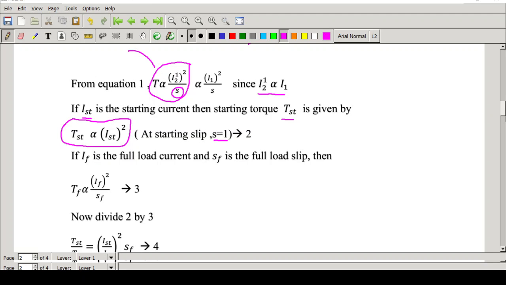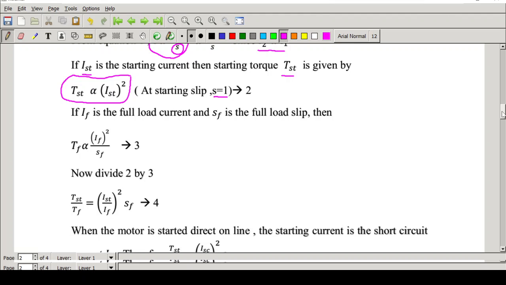Now let us analyze the full load current, that is when the motor is completely in the loaded condition and full load is applied. At that condition we will take the current as IF. IF is the full load current, and the slip we will take as SF. So please note that when the motor is running under full load condition, the slip is not equal to 1. I have taken the slip as SF. Now the same equation we will apply here also. We will get the full load torque is proportional to the full load current the whole squared by SF. So we got equation number 3. This is equation number 2 for the starting torque, and equation 3 represents the full load torque.